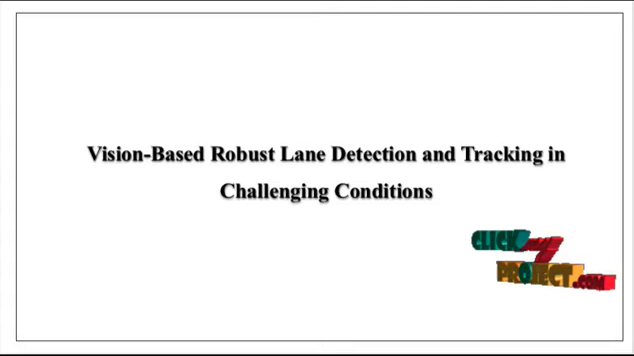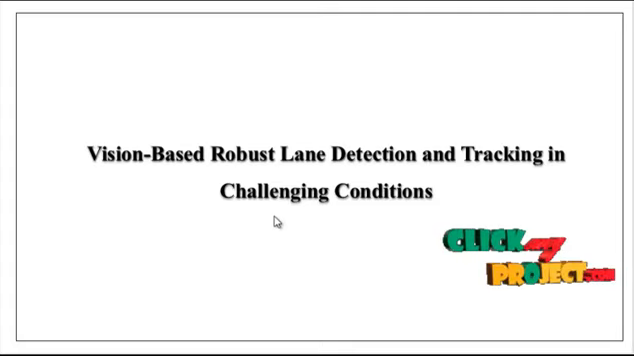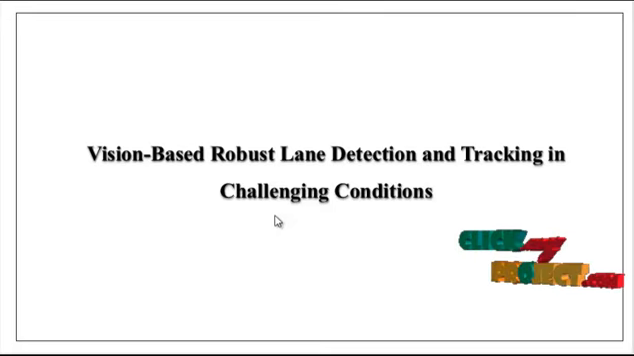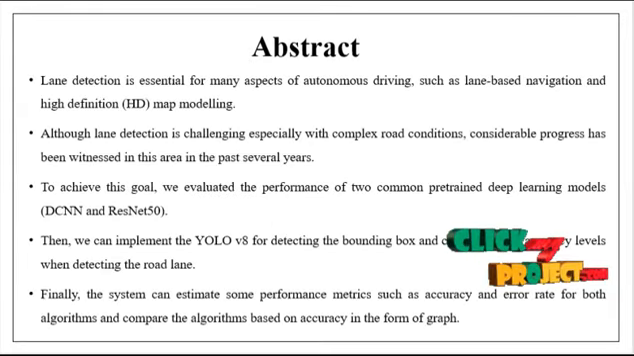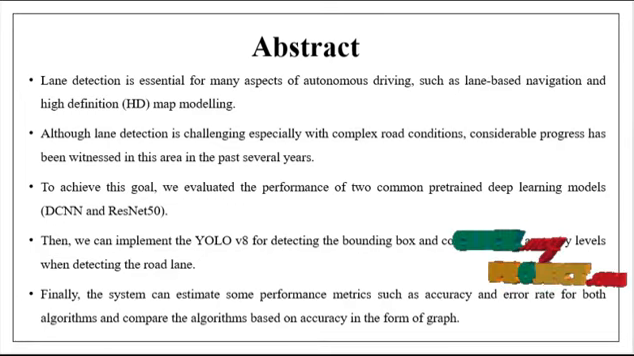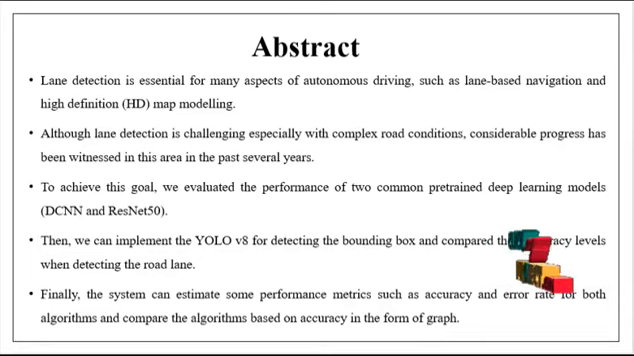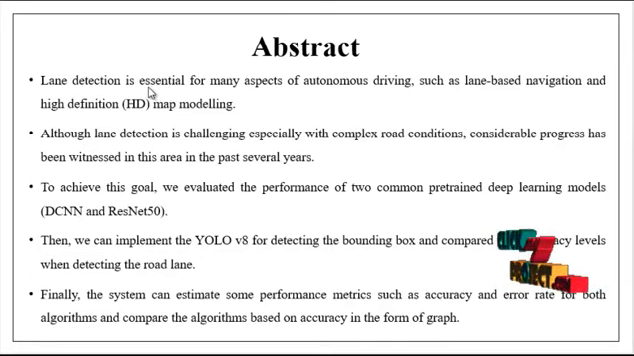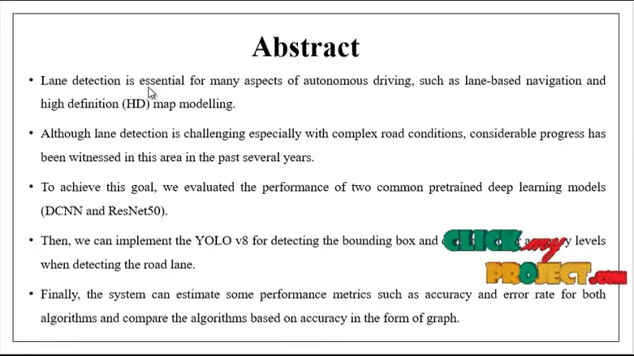Now we are going to discuss vision-based robust lane detection and tracking in challenging conditions. Then we are going to discuss the overview of our project. The main objective of the project is to detect the road lane from input video by using different classification algorithms. Lane detection is essential for many aspects of autonomous driving, such as lane-based navigation and high-definition mapping modeling.